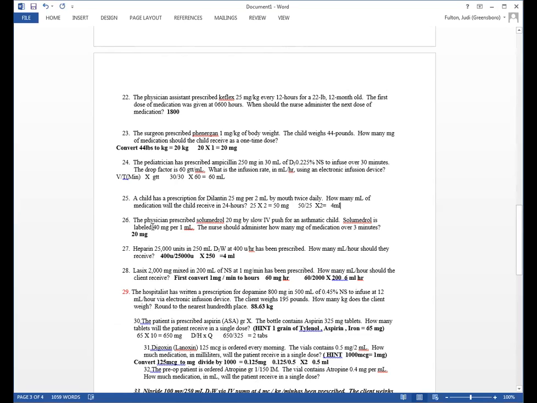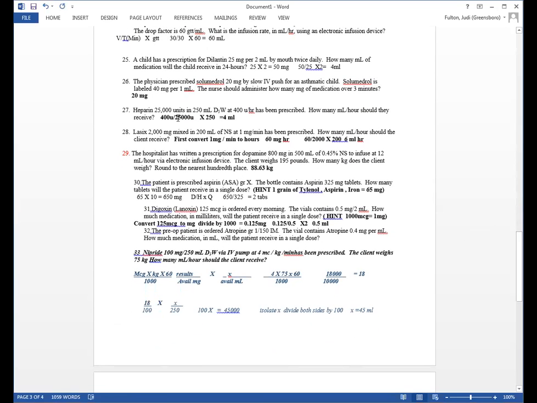So the next problem is the physician prescribed Solu-Medrol 20 milligrams by slow IV push for an asthmatic child. Solu-Medrol is available at 40 milligrams per 1 milliliter. The nurse should administer how many milligrams of medication over 3 minutes? It's not asking milliliters, it is asking milligrams. And a slow push, really, they're just saying how long to administer that medication. All they're asking is how much you're going to give. They prescribe 20 milligrams, so you're going to give 20 milligrams. It's not asking for milliliters, it asks how much medication you're going to give.